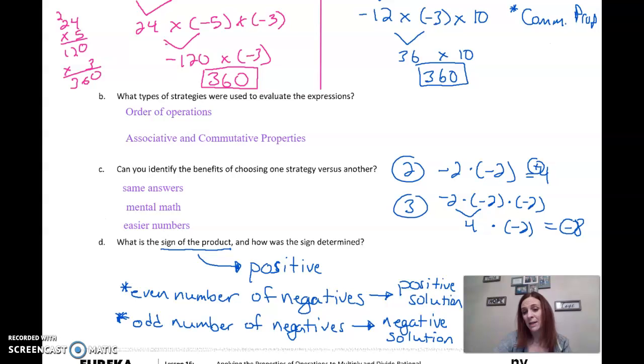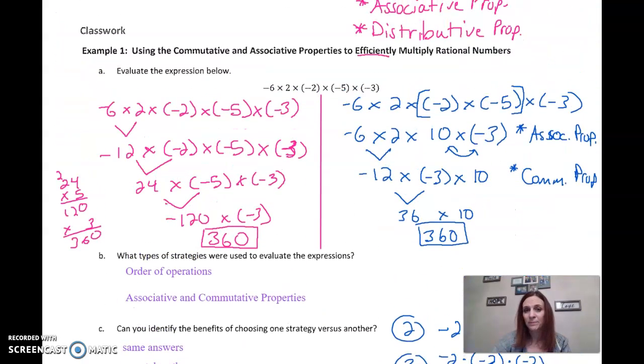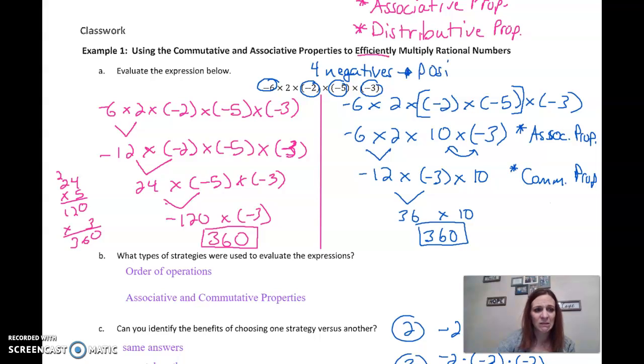2 negatives, 3 negatives. So when you look up here, how many negatives do we have? Now we have some negatives and we have some positives, but I have 1, 2, 3, 4 negatives. 4 negatives. 4 is even. We should have a positive solution, okay? Which we do in this case.